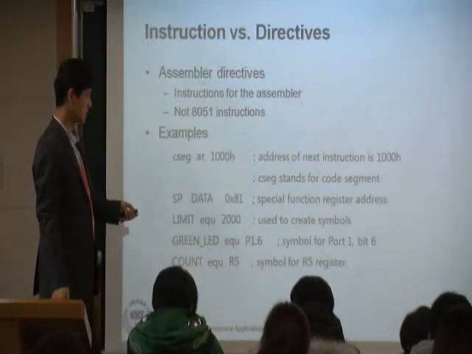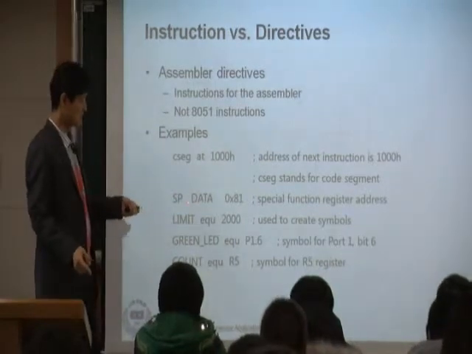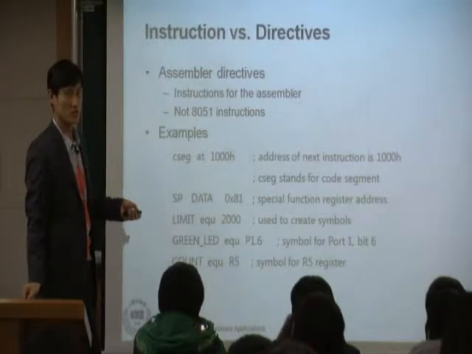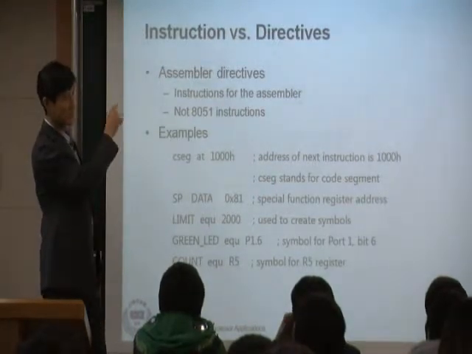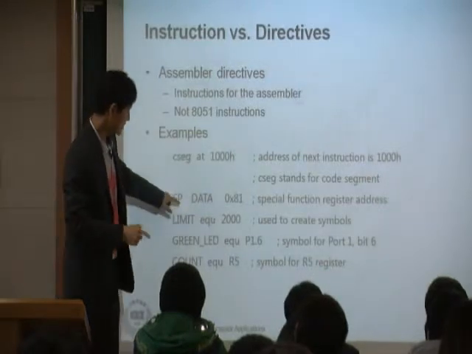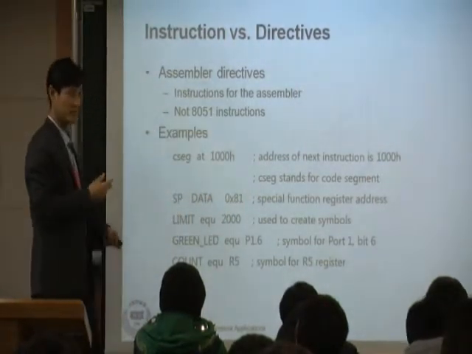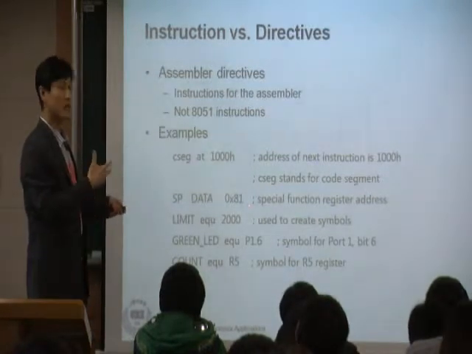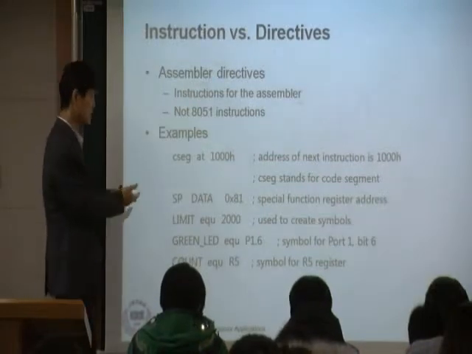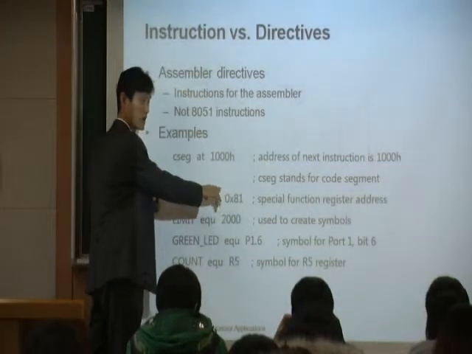Data 81. So what is this one? This line is the same as that defined in C language. In C language, you define A 100. Same here. SP, it's like a define of this value. It's the same thing. This is the assembly way of define. Again, this is a directive. This is definitely different from SP equal to 0x81.